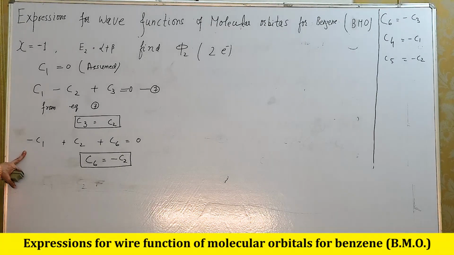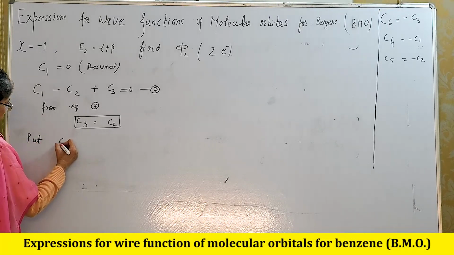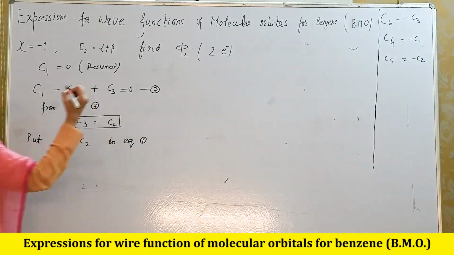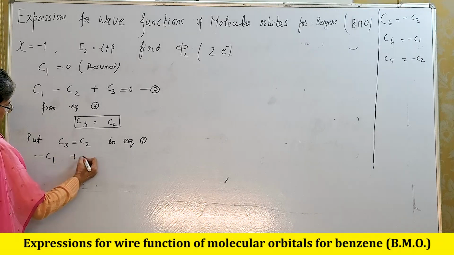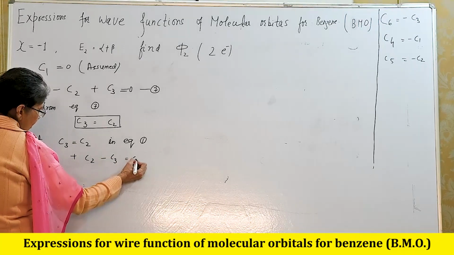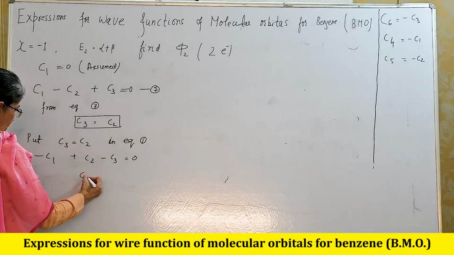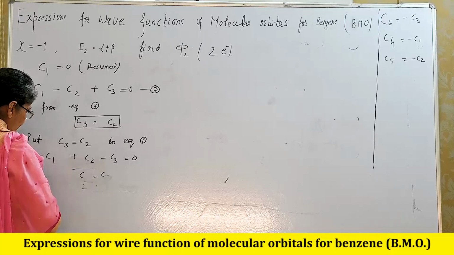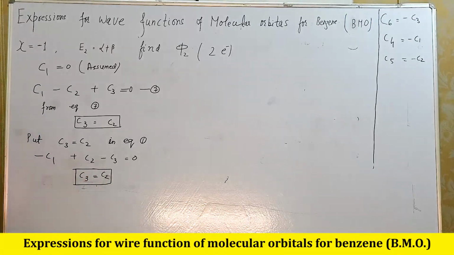Now if we put C3 equal to C2 in equation 1, then what we get? Equation 1 is minus C1 plus C2 minus C3 is equal to 0. Then minus C1 is 0, therefore C2 is equal to C3. So we get C3 equal to C2. We got C3 in terms of C2.